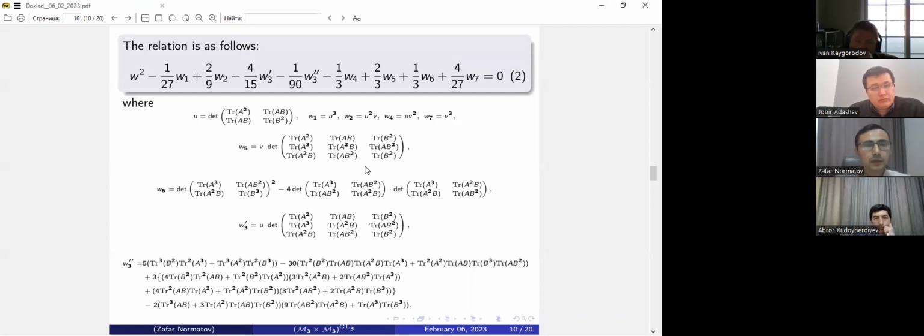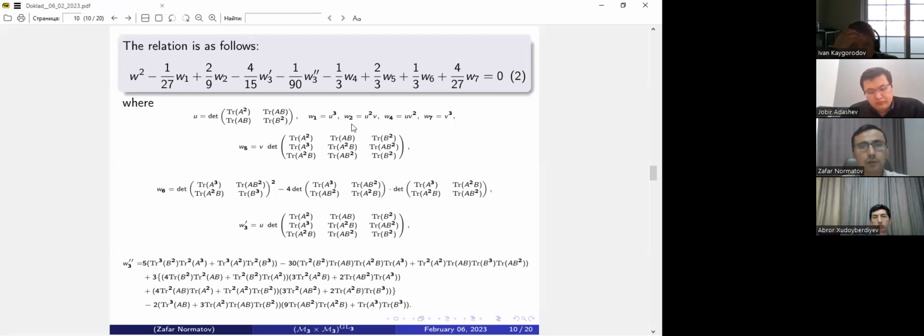So actually, we don't know how they obtained this relation, using a program, a Maple program, I think. I don't understand how they proved it. But we also proved this relation by using the Poisson structure.